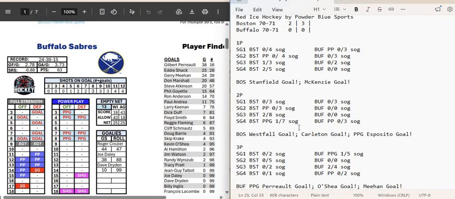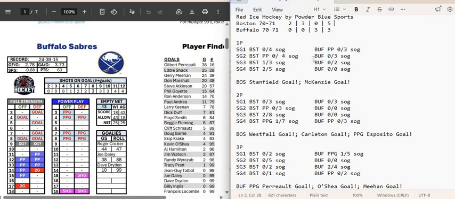Empty net is not going to happen here, as they are down too many goals for me to empty net. Remember, I do this my own way. The empty net thing for me is obviously if the game was tied or it was close, but it's not. It's just 2 goals to give here. So Boston shut out in the third, and Boston's total will be 5 on the day. Buffalo gets 3 goals, and Buffalo will lose this 5-3.